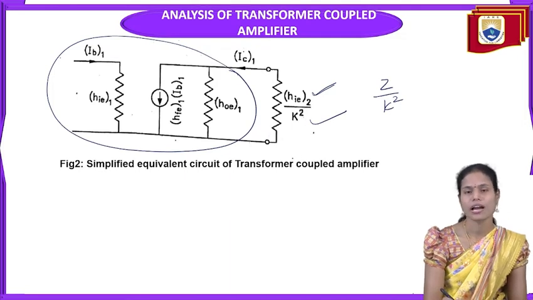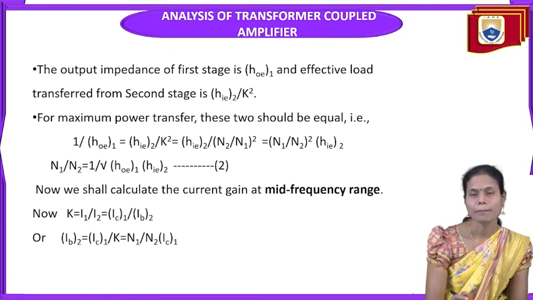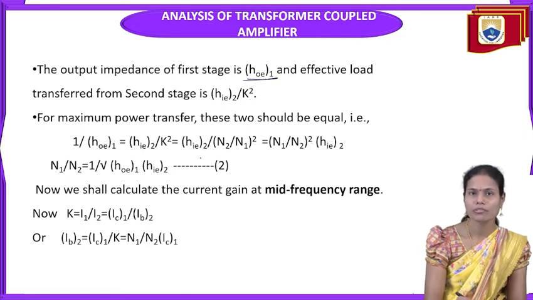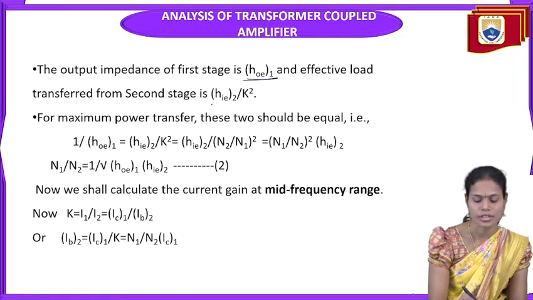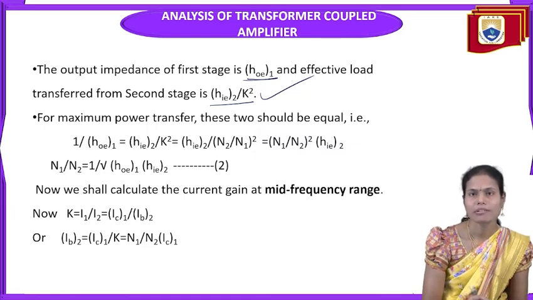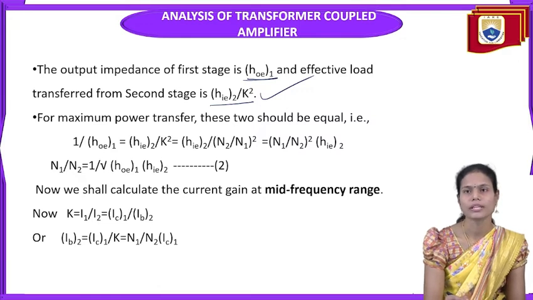So from this circuit we have to find the gain now. The output impedance of the first stage is 1/hoe1 and the effective load transferred from the second stage is hie2 by K square. From the previous circuit we can tell this. For the maximum power transfer between two stages, these two terms should be equal. The output impedance of the first stage and the input impedance of the second stage should be equal.